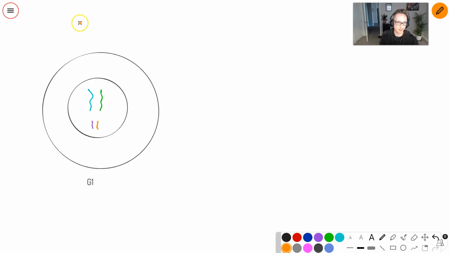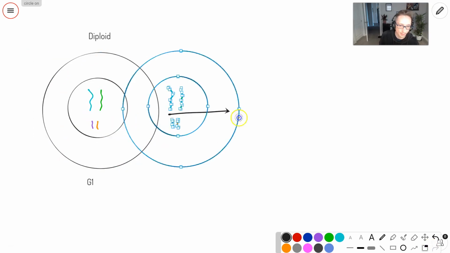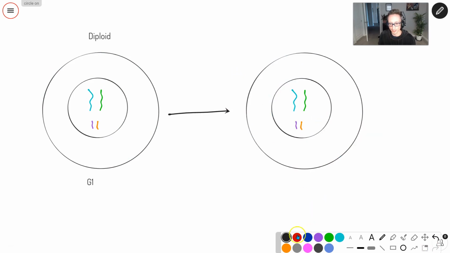Right now this is diploid, right? It has 2 copies of everything. So this is diploid. We're going to go through S phase though, right? So we're going to make copies of these and make those sister chromatids. I'm just going to copy that. This is S phase, which is synthesis phase.